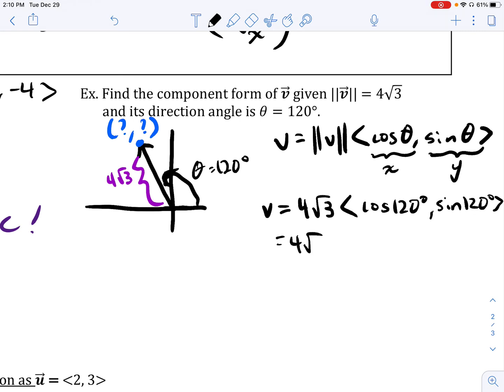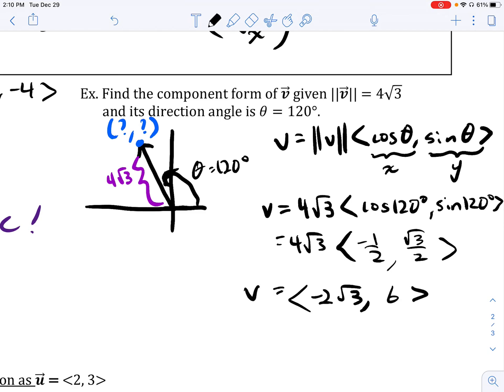Well, 4 root 3, these are angles that we can evaluate the cosine and sine for. This would be cosine of 120 is negative 1/2. The sine of 120 is root 3 over 2. And that would give us the following. After simplifying, negative 2 root 3 and 2 root 3 times root 3, that would just give us 6. So here's our vector v.